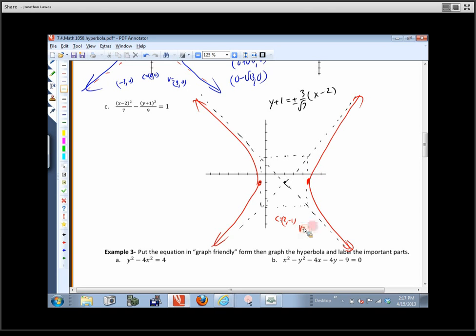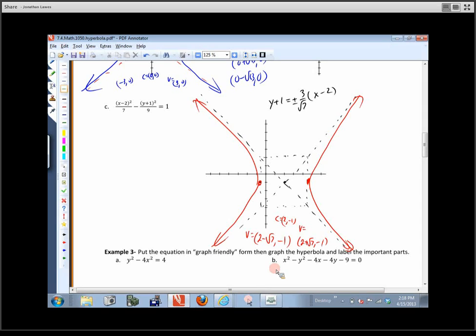I've got a vertex of, well, let's see, Zach, can you tell me how I'm going to write this one? Where is that vertex? 2 plus radical 7, -1. And this one right here? 2 minus radical 7, -1. Again, see why they call it a conjugate axis? That axis that runs through the center of both of them doesn't touch them.